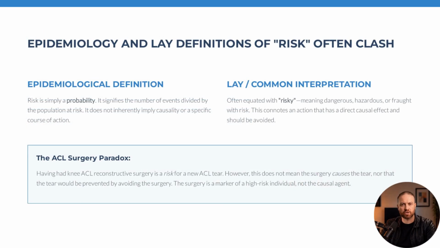In epidemiology, risk simply means probability. It does not mean danger, and it does not imply causality. But in everyday language, risk is often interpreted as something dangerous that should be avoided. This creates confusion. For example, having had ACL surgery increases the risk of a new injury, but that does not mean the surgery causes the injury.